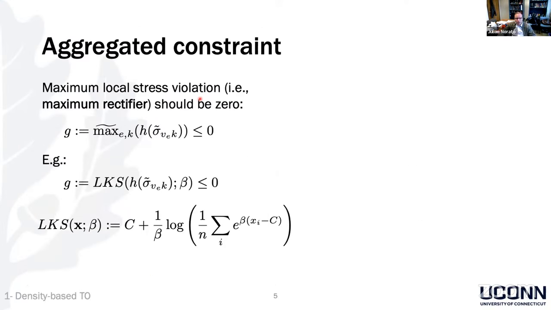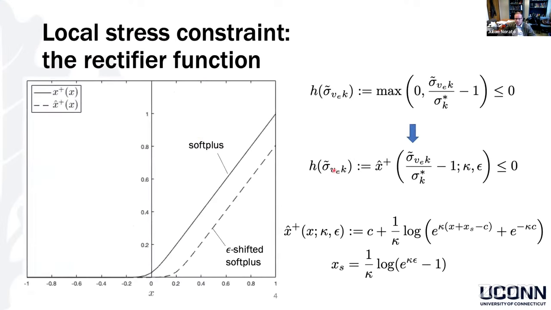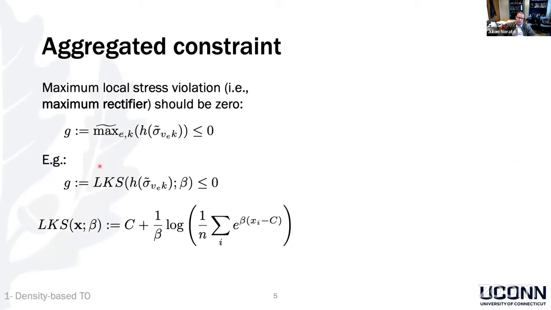Then what we would want is that the maximum local stress violation ends up being zero. So again, we have this function here, this rectifier, that should give us zero if the individual element stress constraint is satisfied. And so we want some aggregation, some smooth maximum of all those rectifier functions to be less than or equal to zero. And that smooth approximation may be something like a lower bound Kreisselmeier-Steinhauser function.